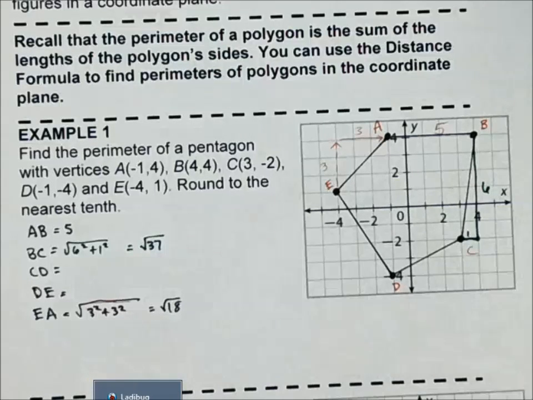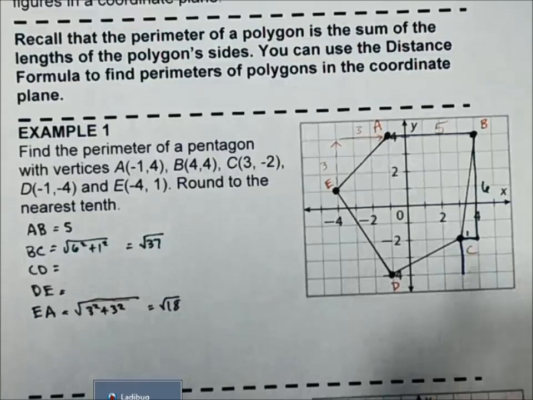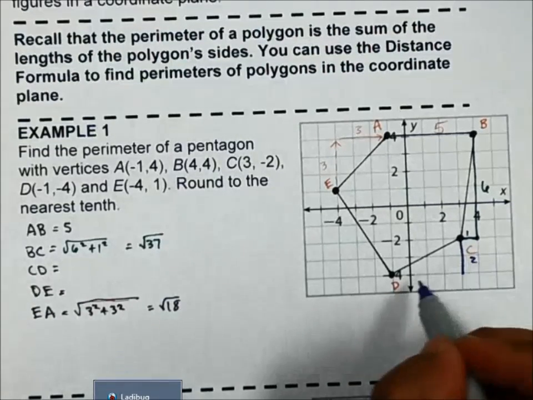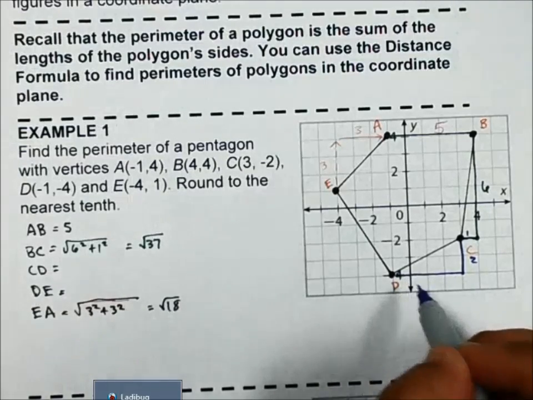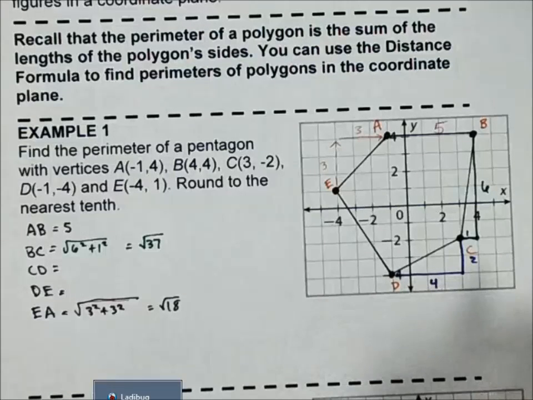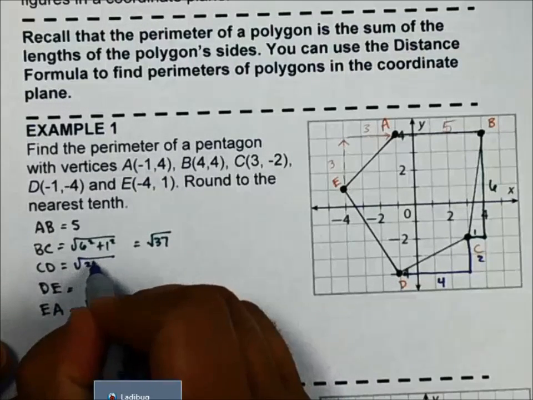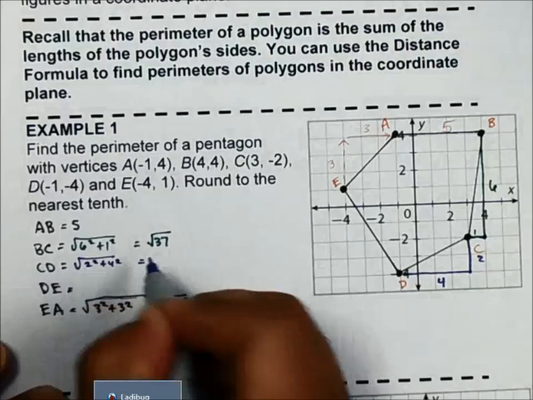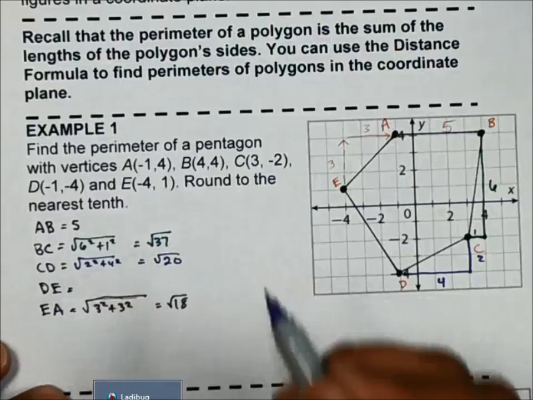Same thing with CD now. I'm going to count from C down 2 units, and then I need to go left 1, 2, 3, 4 units. Okay, so CD is going to be the square root of 2 squared plus 4 squared, which comes out to the square root of 20.